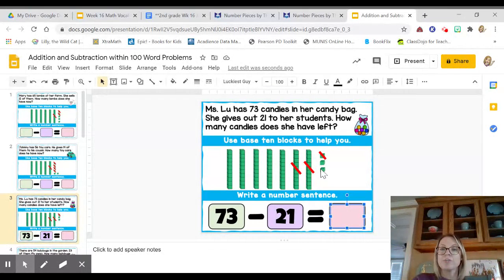Well, they've already given you your base 10 blocks. They've already given you 73. And they've already marked out 21. So you have to count what is left. So I can see that there are 2 ones left. So, and then there are 1, 2, 3, 4, 5 tens left. So I can see that 73 minus 21 is 52.